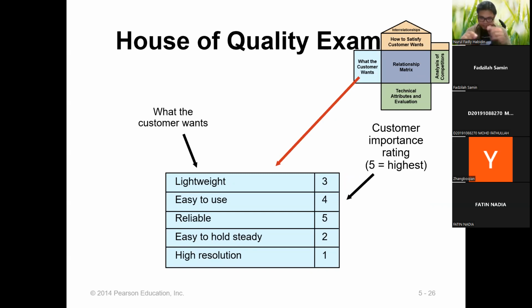You can list it, so it can apply. This is subject matter flexibility. You can propose not just 5, you can propose more. In this case: lightweight, easy to use, reliable, easy to hold, steady, high resolution. So with this QFD you can identify which one, from the customer's perception, has the high rating.